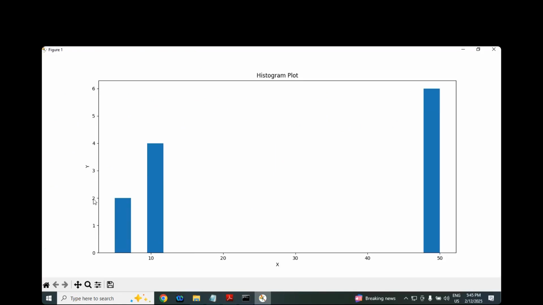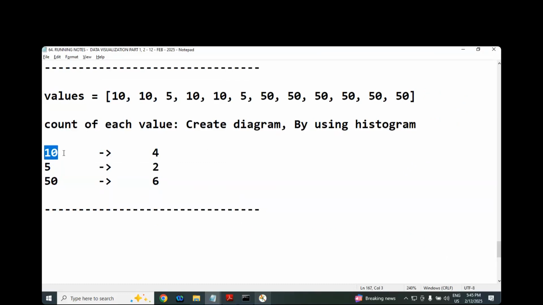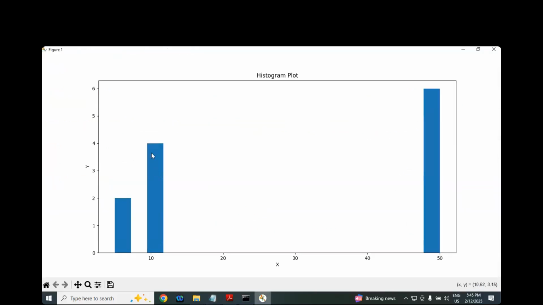Good. Sometimes I need this representation. 10, how many times? 4 times. First of all, it is applying sorting automatically. Sorting it is applying. 10, 4 times. And 50, how many times? Really very good, sir. Did you understand?